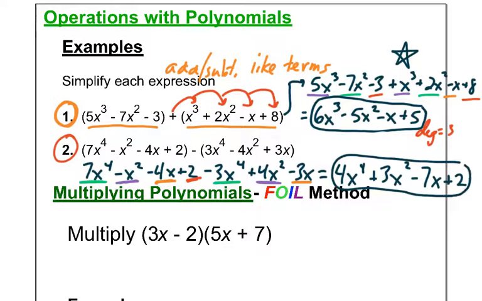Did you try this the vertical way? If you did, did you get the same answer? Great job if you did. So there's adding and subtracting. Adding is pretty straightforward. Subtracting is also straightforward. Just be careful of the negative sign when you have to distribute that in, folks.